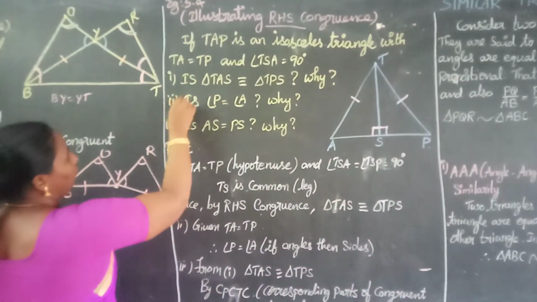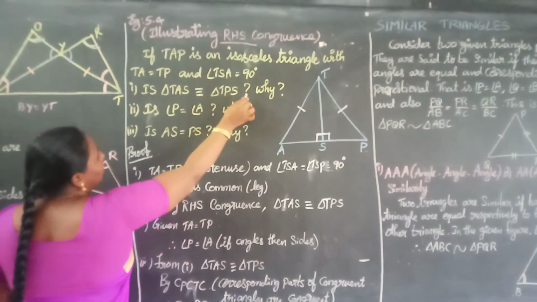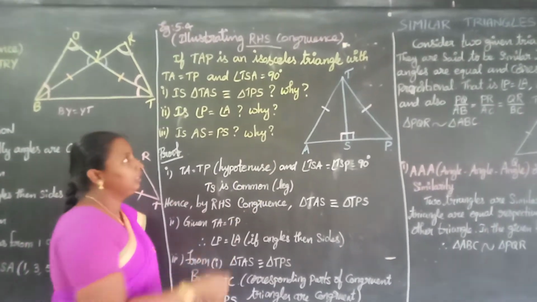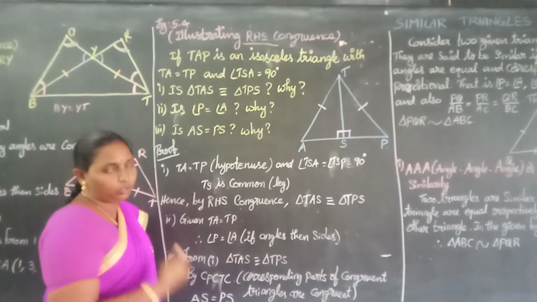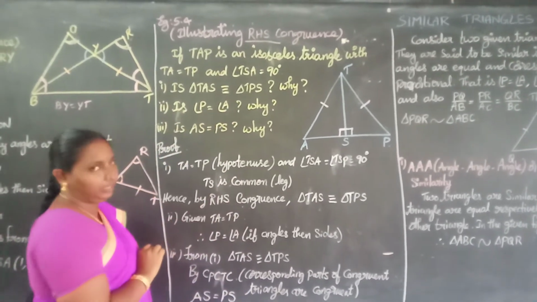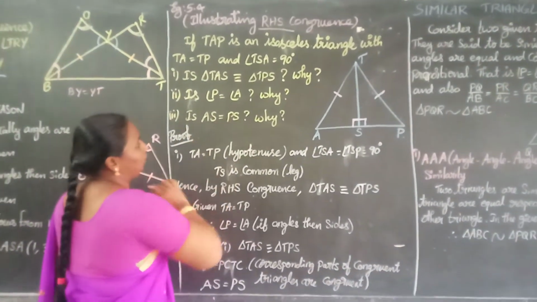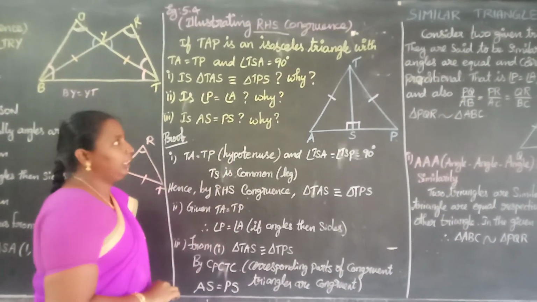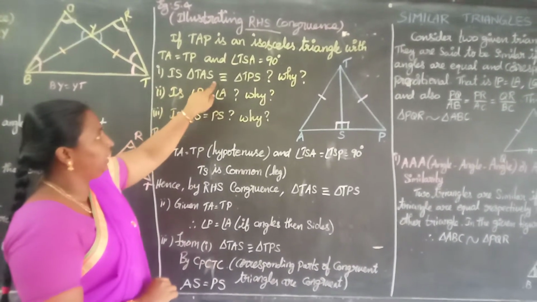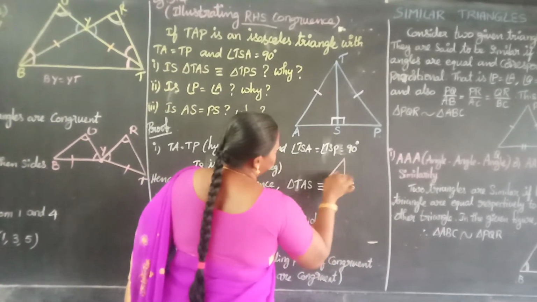What they asked to prove, see here: is triangle TAS congruent to triangle TPS? If they are congruent or not, you have to say the reason. If it is congruent, you have to give the reason. Next one: angle P and angle A are equal. You have to give the reason why. They also ask: is AS equal to PS? Why? Now we are going to prove this. Triangle TAS is congruent to TPS. Take this triangle TAS.